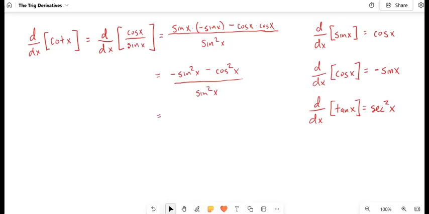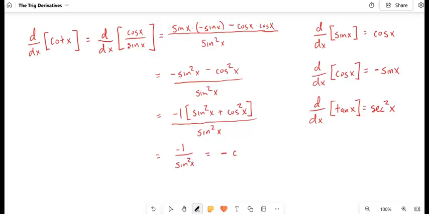And then negative sine squared minus cosine squared, I can pull a negative 1 out, and that becomes sine squared plus cosine squared, which is equivalent to 1. So negative 1 times positive 1 is just negative 1 over sine squared. And negative 1 over sine squared is the same thing as negative cosecant squared x.